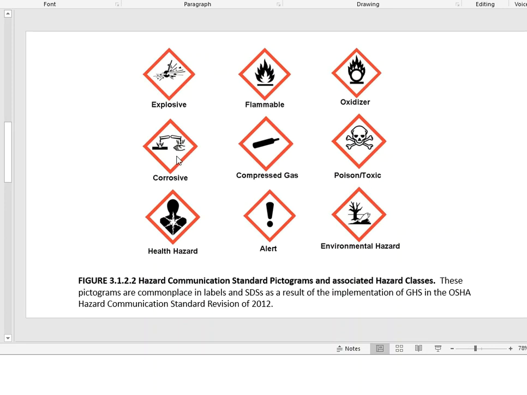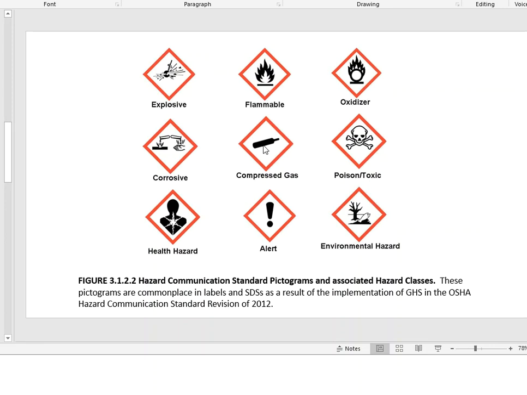Next, corrosive. See up here at the test tubes, it looks like one's getting poured maybe on just a piece of metal, and the other one's getting poured onto your hand. So corrosive basically means it's going to eat away, and there's going to be some reactivity here that you want to be very careful with.